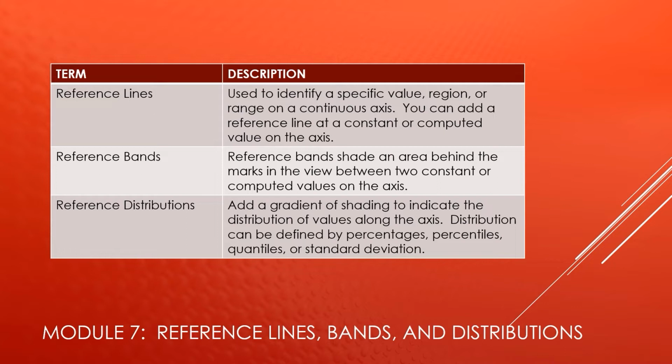So we used a box plot reference line earlier, and we accessed it by right-clicking on the y-axis. But these are the 3 other types of reference lines that you can add to a Tableau visualization. The lines themselves are used to identify a specific value, region, or range on a continuous axis. You can add a reference line at a constant or computed value on the axis. And then you have bands which shade the area behind the marks in the view between 2 constant or computed values on the axis. And then the distributions add a gradient of shading to indicate the distribution of values along the axis. And the distribution can be defined by percentages, percentiles, quantiles, or standard deviation.